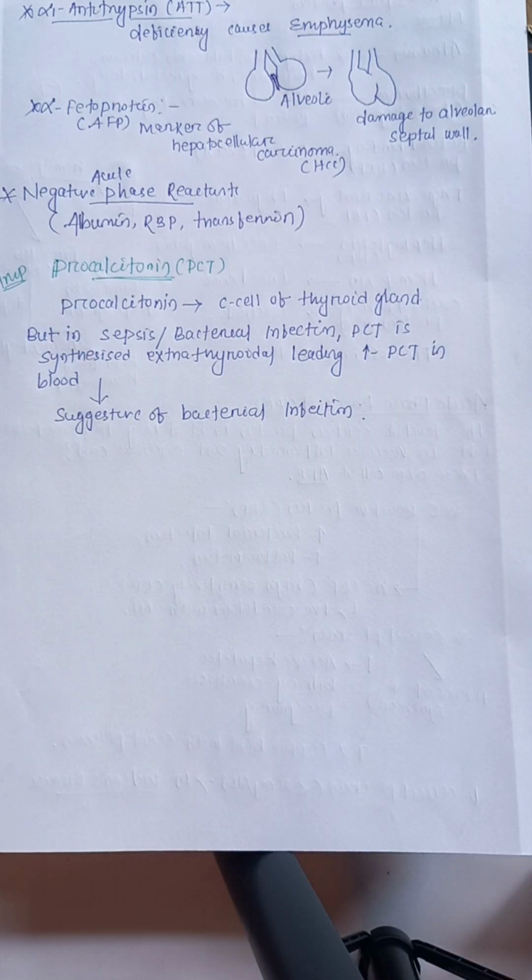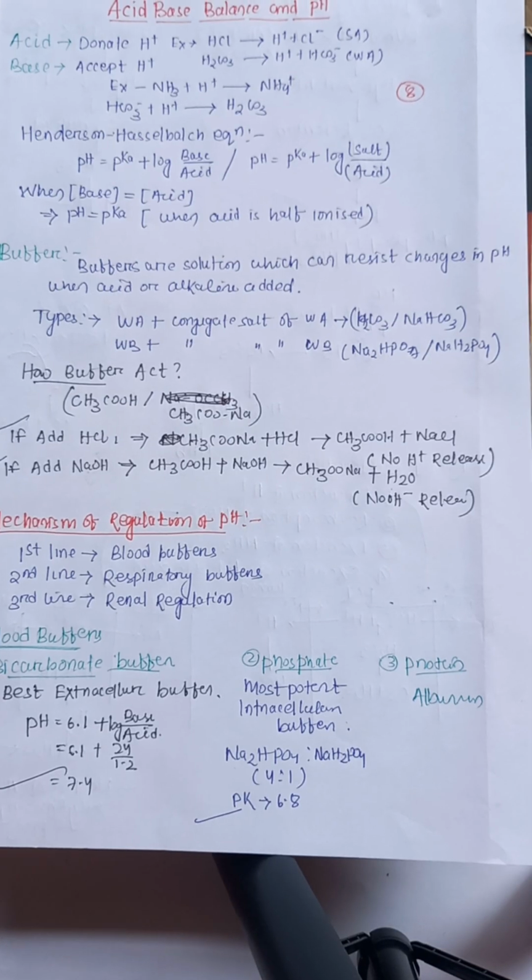See one thing, procalcitonin is the precursor of calcitonin. So if there is any problem in the thyroid, that increases procalcitonin, but extrathyroidal regions also cause an increase in procalcitonin level. In sepsis or bacterial infection, PCT, procalcitonin, is synthesized extrathyroidally, leading to an increase in PCT in the blood, which is suggestive of bacterial infection. So procalcitonin is an important thing you should know about.